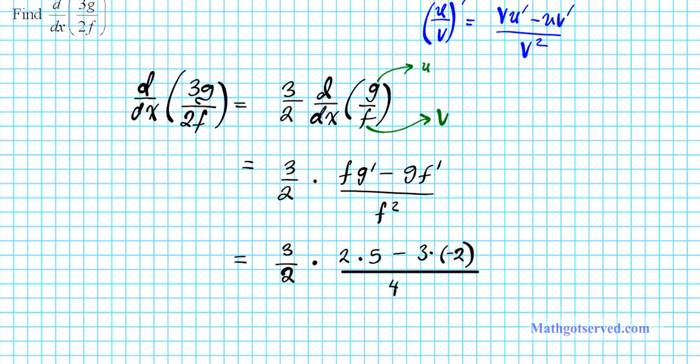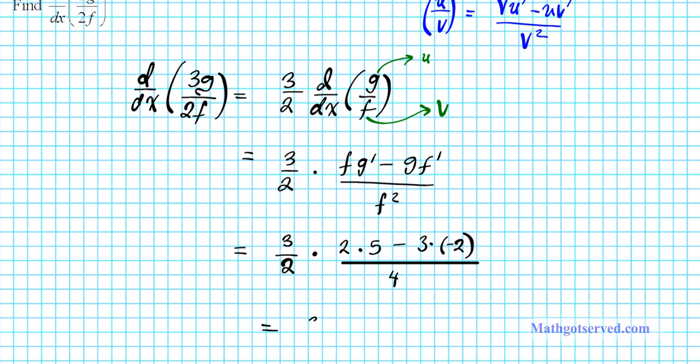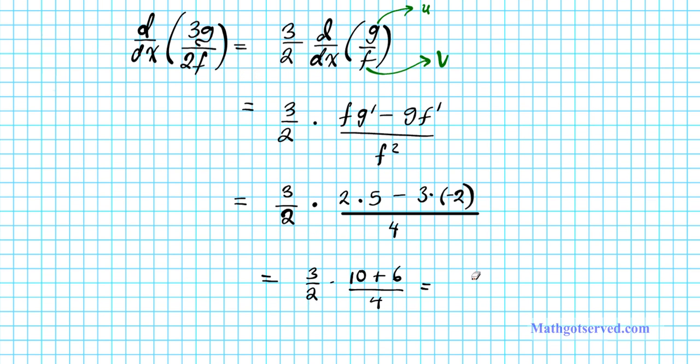Let's go ahead and simplify this expression. We're going to have 3 over 2 times 2 times 5 is 10, 3 times 2 is 6, and this negative makes this a plus 6, divided by 4. Now we have 3 over 2 times 10 plus 6 is 16 over 4. We have 3 over 2 times 4 over 1. 2 goes into 2 once, and 2 goes into 4 twice. And our final answer is 6.